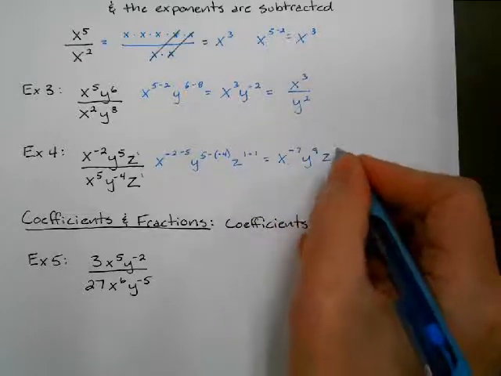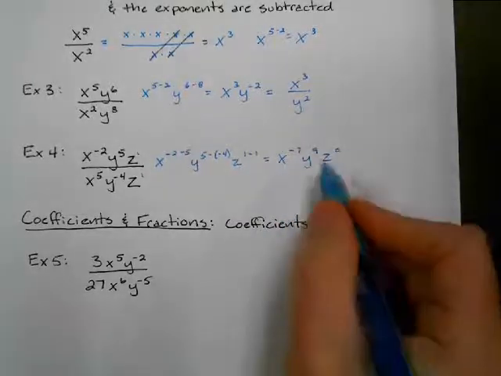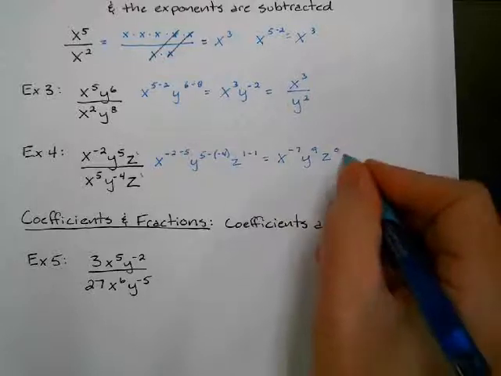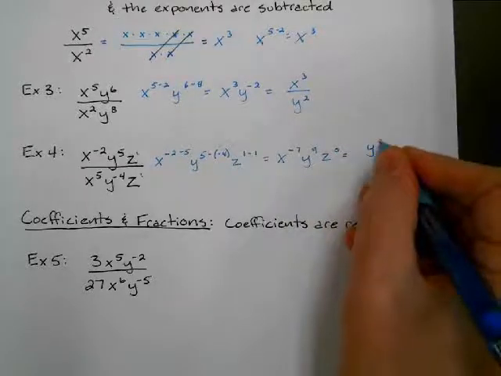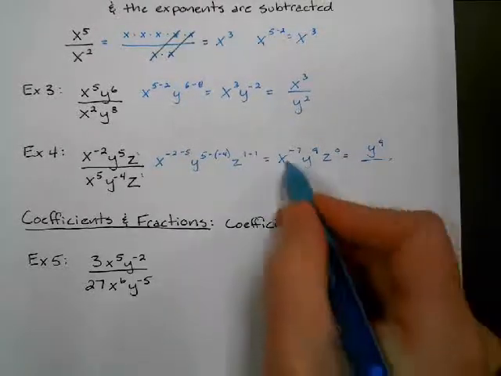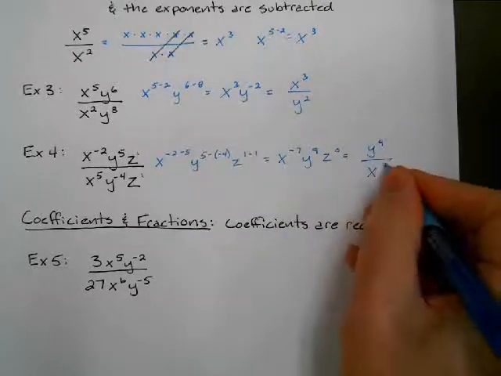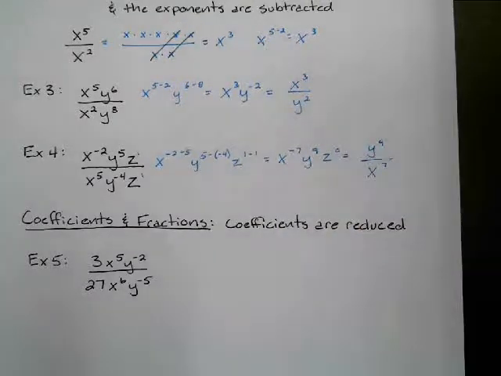Okay, so the y belongs in the numerator, because it has a positive exponent. The x belongs in the denominator, negative exponent. And z to the 0 power is 1. So we don't need it.